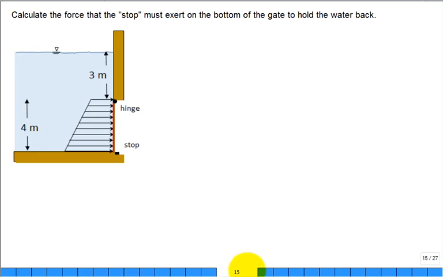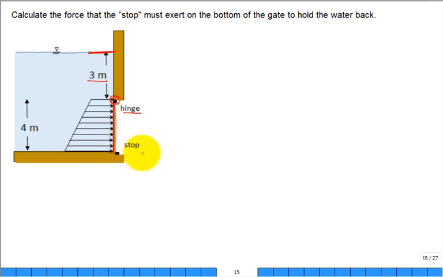So calculate the force that the stop must exert on the bottom of the gate to hold the water back. Let me review this problem. We have water, and then 3 meters below the water surface, I have a hinge, and it begins the gate. And the gate goes down 4 meters.